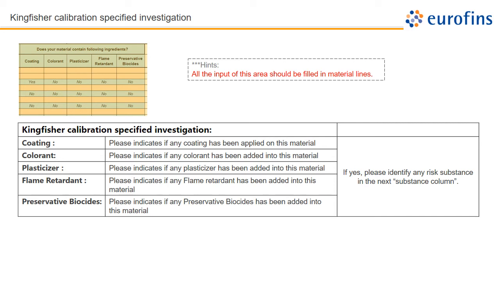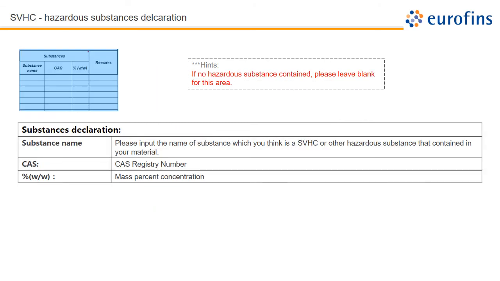And next is a part of a questionnaire where you should give us a yes or no answer to show us if any listed ingredient is contained in the material. Please remember this area is only for material and do not fill in a component line. The last part is an optional area for you to declare if there is any SVHC you know that exists in your product. You should tell us about its identification and concentration.